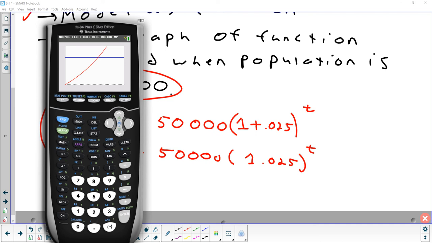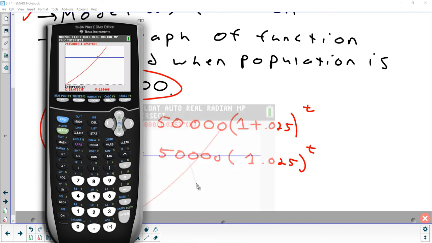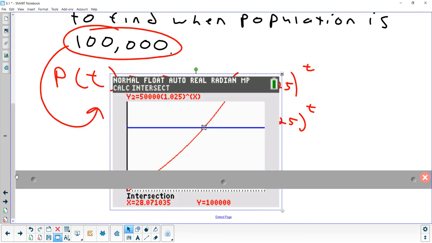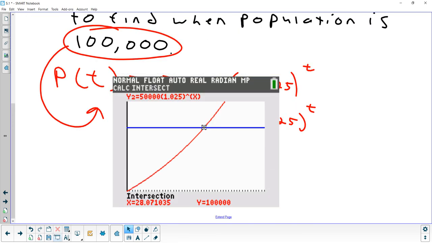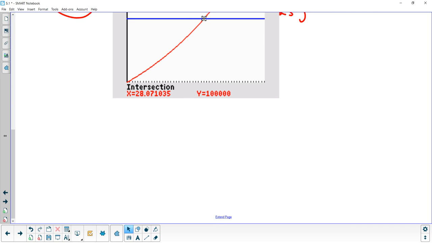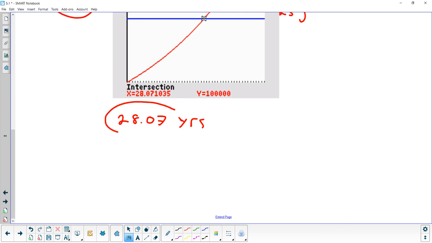And what do you think I have to find? Intersect. Second calc, intersect. Okay, so it is going to take about 28.07 years. We could have figured that out algebraically, correct?